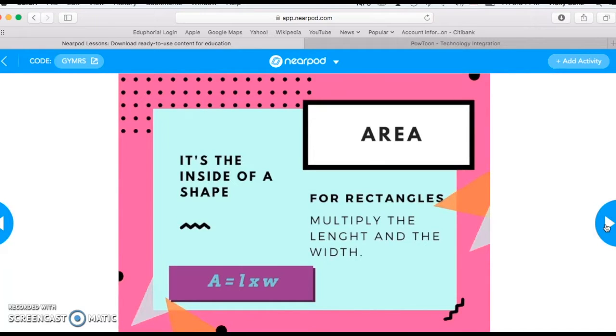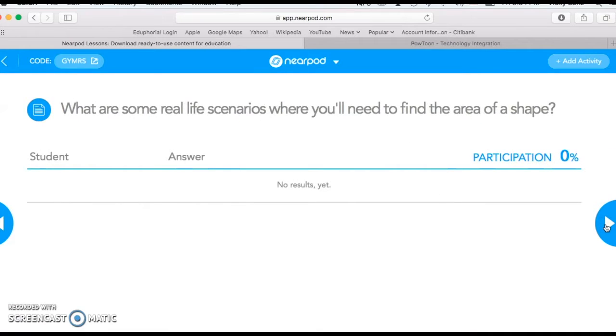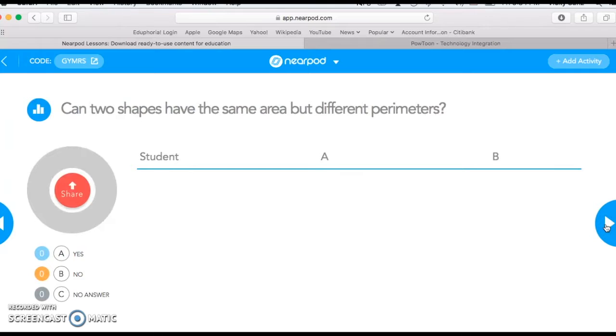Now this is the definition of area and the formula we use. I'm also asking them to think about real life situations when area might be useful and relevant for them. And this is something I want to start them thinking about: can two shapes have the same area but different perimeters? This is like a poll. Once the students start answering, you'll see either the yes or no winning.